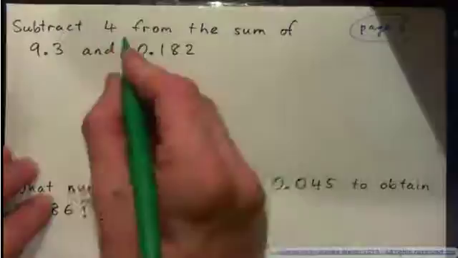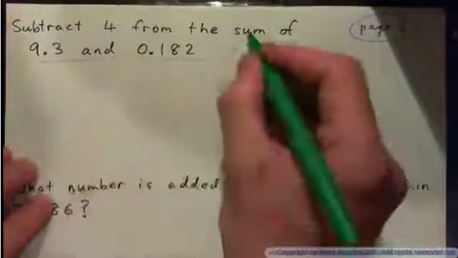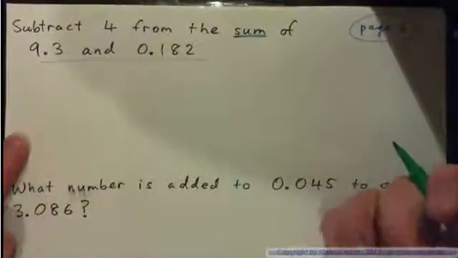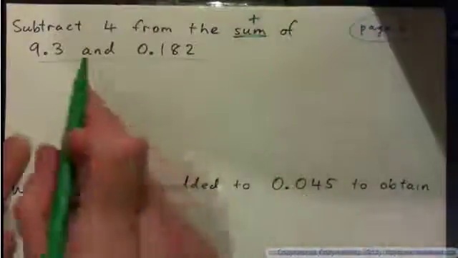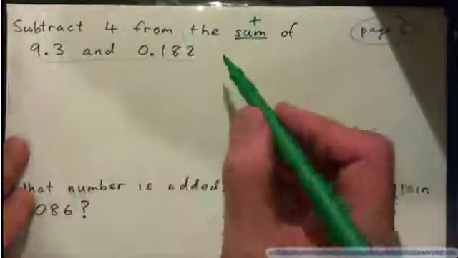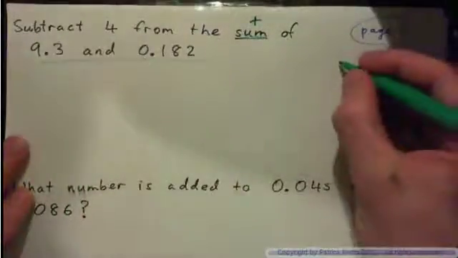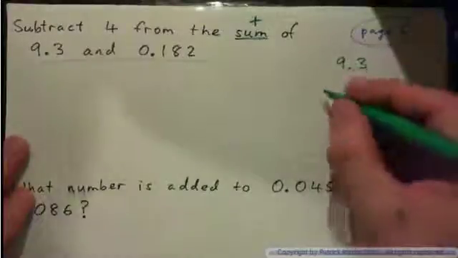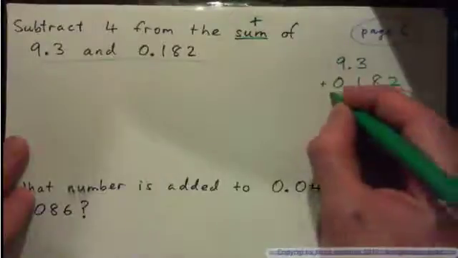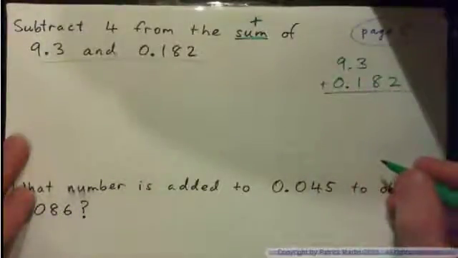Okay, subtract 4 from the sum of this and this, right? So the sum, what does sum mean? Add, subtract, multiply, or divide. Sum means add. It says subtract 4 from the sum of this. Well, to my mind, that means we've got to first get this sum and then subtract 4. Now, the easiest way to do it would be just go 9.3 plus 0.182, get the sum, and then subtract 4 afterwards, right?